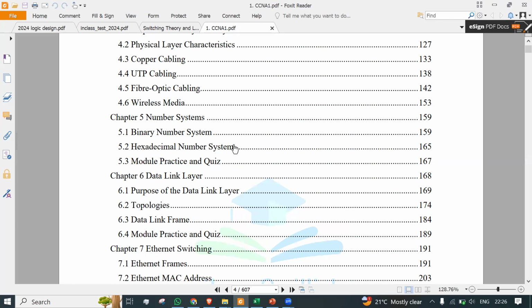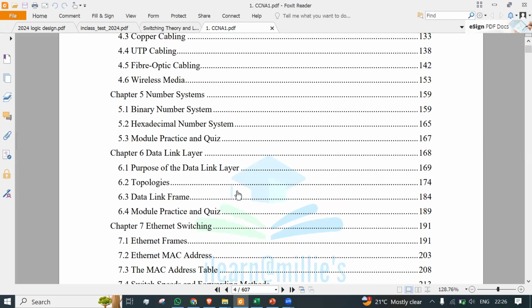Chapter 6, the second layer, the data link layer. What is the function of the data link layer? The purpose of the data link layer. We get introduced to topologies, different types of topologies. We also get introduced to the frame, the data link frame. From the second layer, we talk of framing. What the frame looks like. All right.